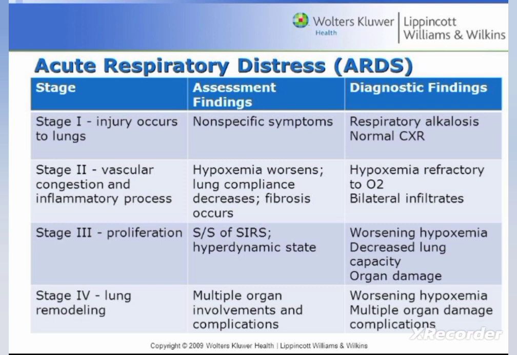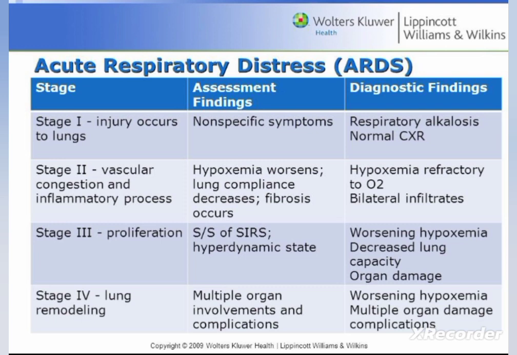In stage 4, there will be lung remodeling. Here multiple organ involvement and complications can occur, and hypoxemia may worsen and multiple organ damage occurs as a complication. So acute respiratory distress syndrome is divided into 4 stages.